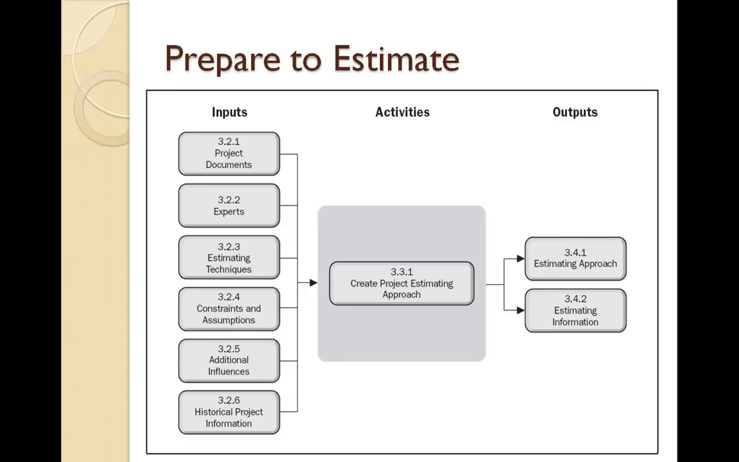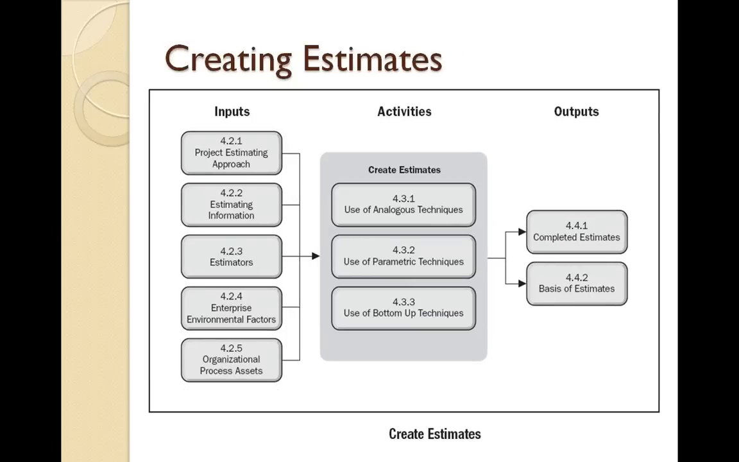The next phase is creating the estimates, wherein we use the project estimation approach that we have finalized for a specific project. We use all other estimation information, which means the project requirements document, the scope document, your risk registers, and all of the information that is available to you. We will have the estimators providing us the specific estimates. We will have the enterprise environmental factors, and we will have organizational process assets as well.